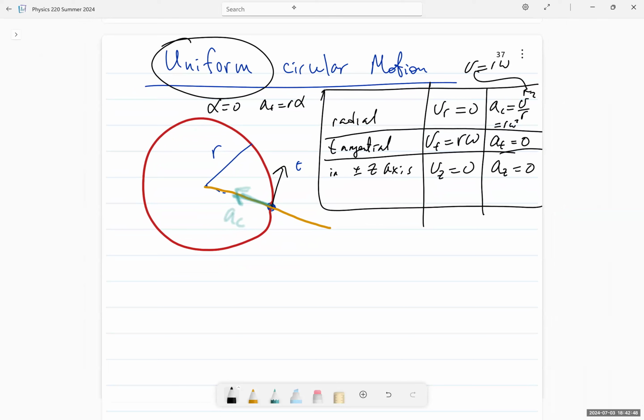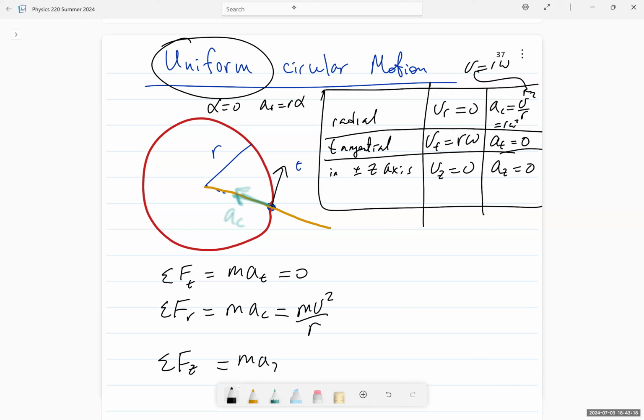Which means that if I'm considering force, from the point of view of the force, right? The tangential force, which is mass times tangential acceleration, is going to be zero. There's going to be no tangential forces. Then the radial force is going to be mass times centripetal acceleration. Then I'm going to have this, right? m times v squared over r. So there will be net radial forces. And then we can ignore any forces along the z direction as well, because according to this table, a_t and a_z are equal to zero.